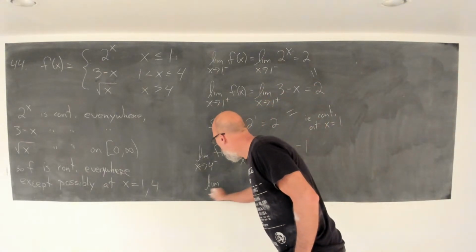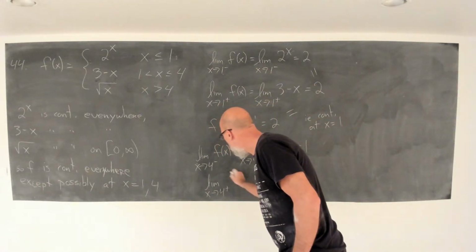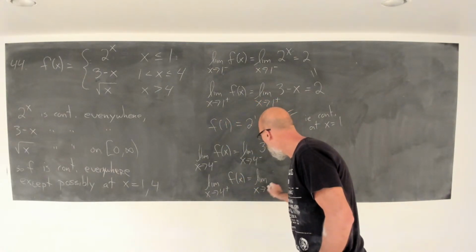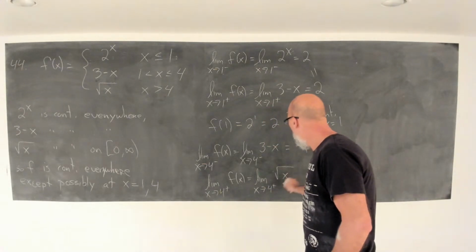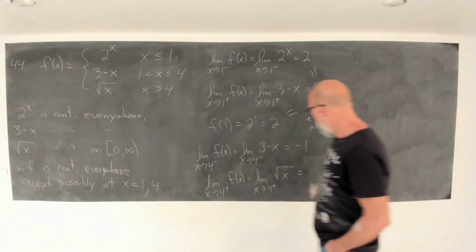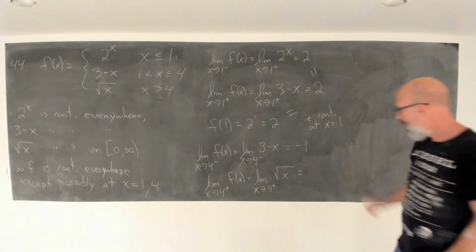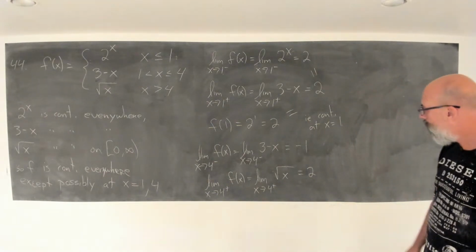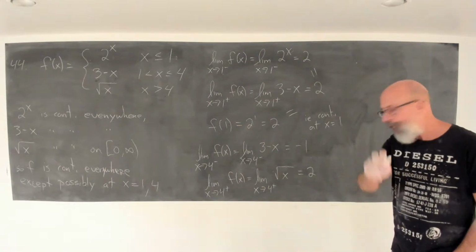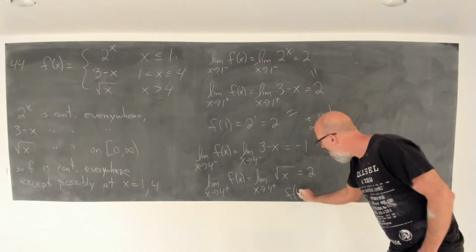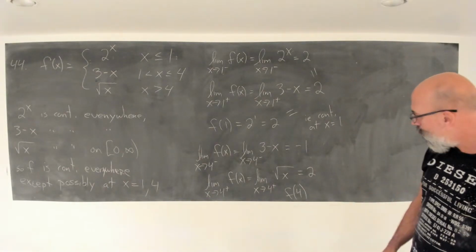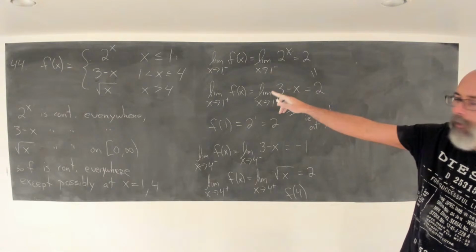Limit as x goes to 4 from the right. For values bigger than 4, you know what function we're dealing with. Root x, whose limit is 2. So you see that these two limits are not equal. For completeness, although you don't need to mention it here, what is f of 4?